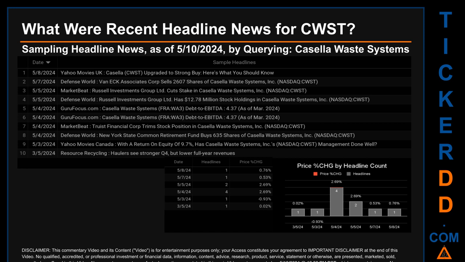Defense World published the headline that read, Russell Investments Group Limited has $12.78 million stockholdings in Quartile Waste Systems, NASDAQ: CWST. GuruFocus.com published the headline that read, Quartile Waste Systems, FRA: WA3, Debt to EBITDA, 4.37, as of March 2024. MarketBeat published the headline that read, Truist Financial Corp trims stock position in Quartile Waste Systems, NASDAQ: CWST.